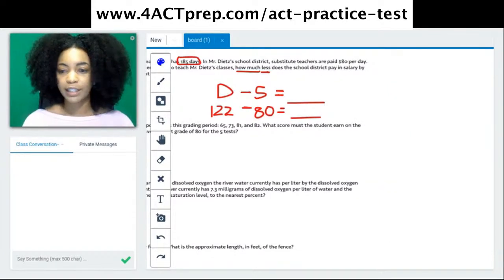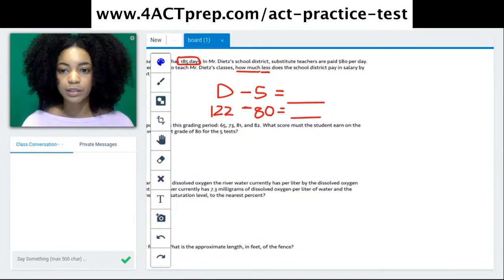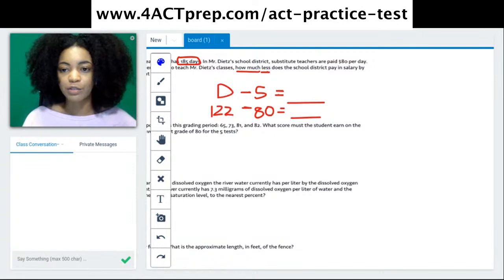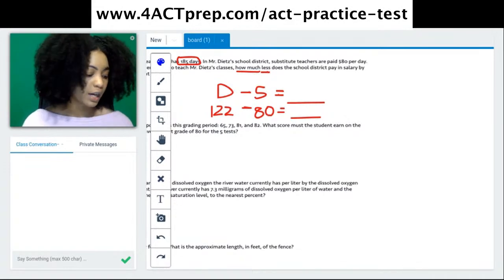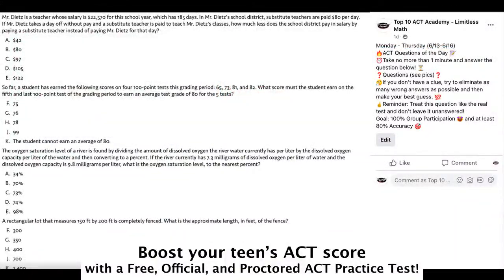And now we're ready to subtract and get our answer. 122 minus 80 is $42. So that's how much less. Make sure you go back and you are still answering the correct question. $42 less if they pay the sub versus paying Mr. Deets. So the correct answer to that question was A, $42. So we're going to move on to the second question.